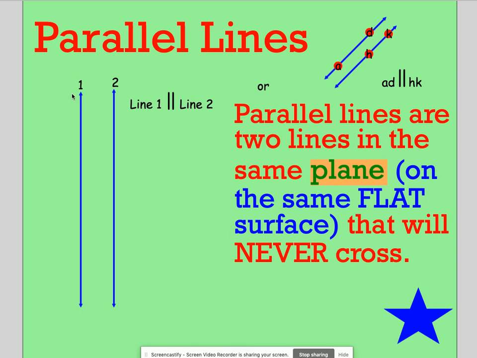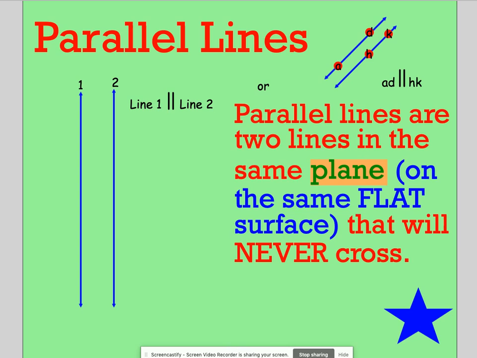So over here on the left, let's look at lines 1 and 2. You see that they're both vertical lines. They're in the same plane, they're on the same flat surface, and even though I can't really see it, we know that these arrows mean they extend forever. And if I were to follow those arrows, the lines will never, ever, ever touch. That makes them parallel. If I look over here, I have line AD and line HK. These as well are in the same plane, traveling at the same angle, and will never cross over one another. They will never touch. That makes them parallel.